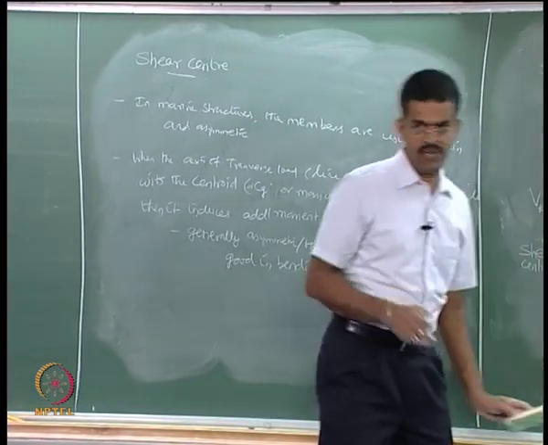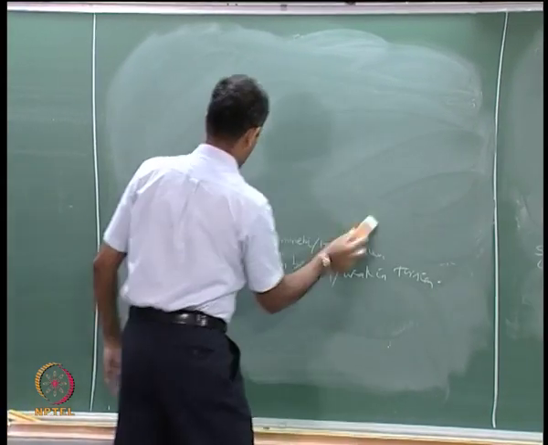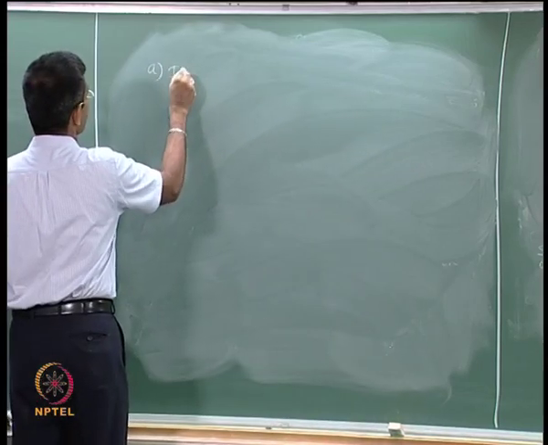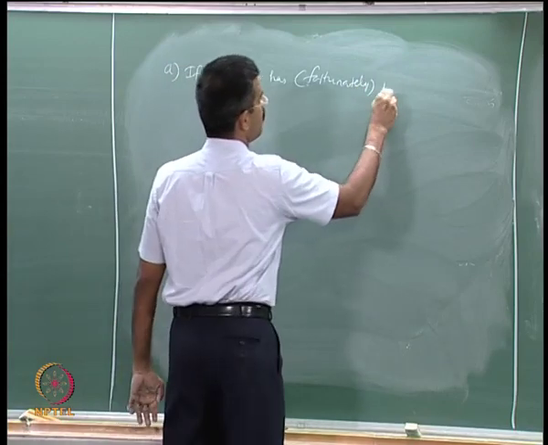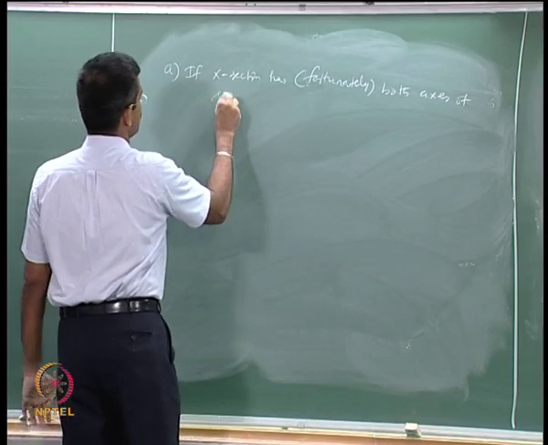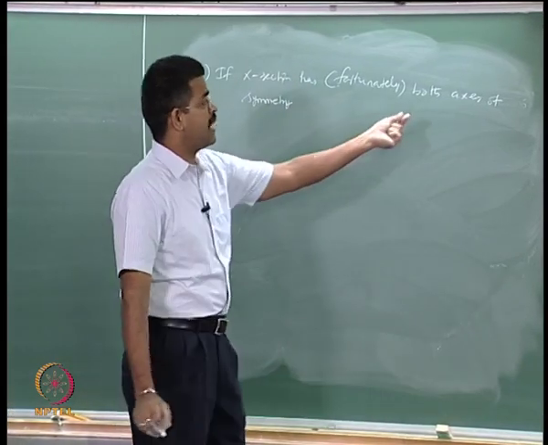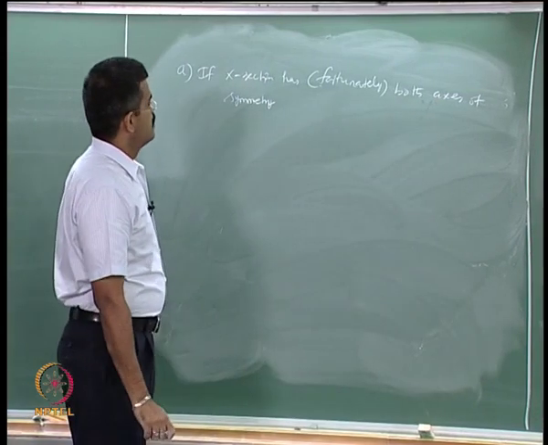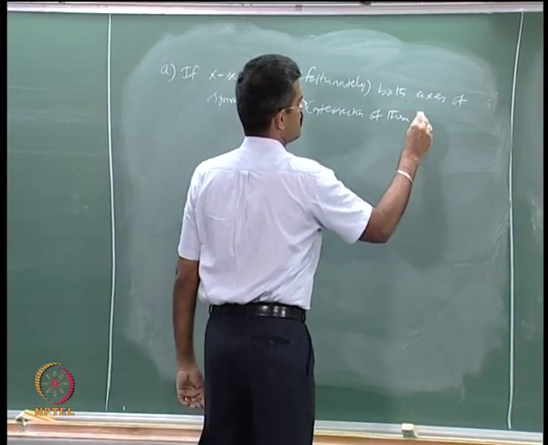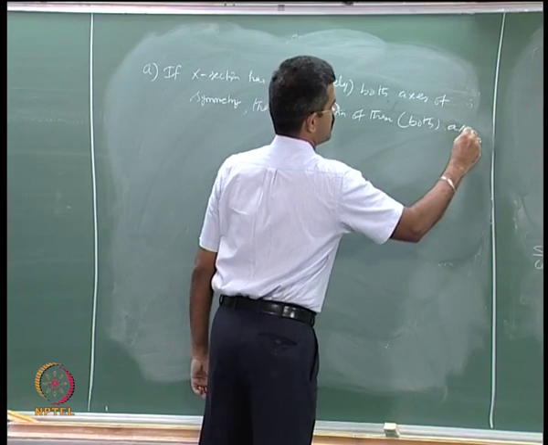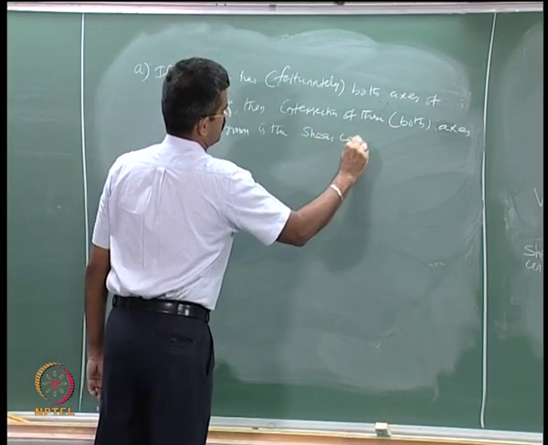Now the question obviously comes, if it is symmetric, what will happen? If the cross section has, fortunately, both axes of symmetry, or what I mean to say is the geometric shape of the cross section is symmetric about both principal axes, then the intersection of these two axes of symmetry is the shear center. So, we have no problem at all.